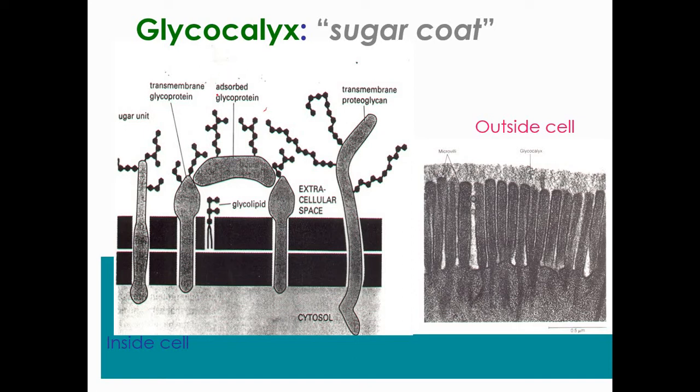So you have glycolipids, carbohydrates attached to proteins and to lipids. So you have a glycolipid here. This is the cell membrane, okay? This is the phospholipid bilayer. And then some of these are the proteins. And then this is a glycolipid. So it's a lipid.